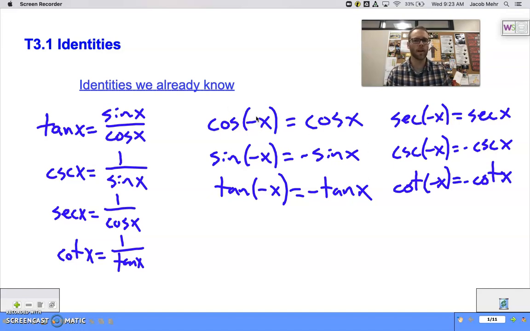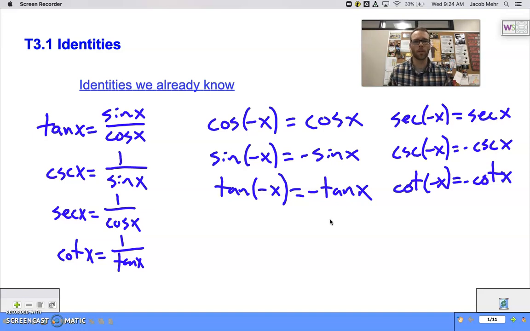The cosine of negative x equals the cosine of x. Why is that true? It's true because cosine is an even function. We looked at that quite a while ago. We know that sine is an odd function. So the sine of negative x equals negative sine of x. Tangent is also odd. The tangent of negative x equals the negative tangent of x. And then the same with our reciprocal functions over here. These are even and odd identities. So there's some things here that we already know.